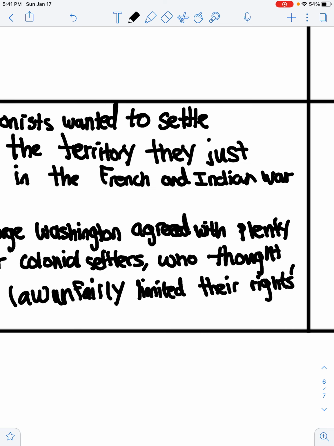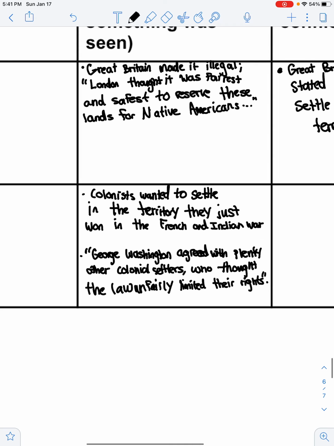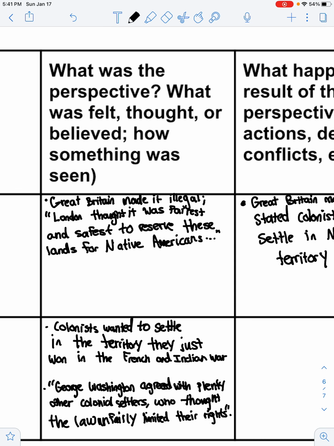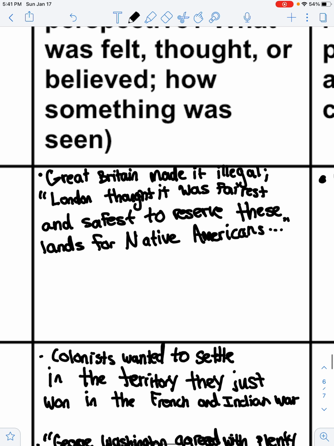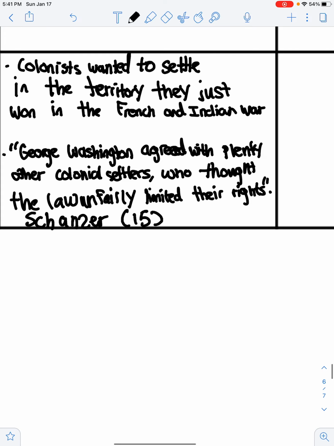Okay, so this and this came from, let me put the author's name, Schanzer, page 15. And this is also from Schanzer, page 15. So, got to make sure we cite. That's part of your grade. You're going to have to cite things.